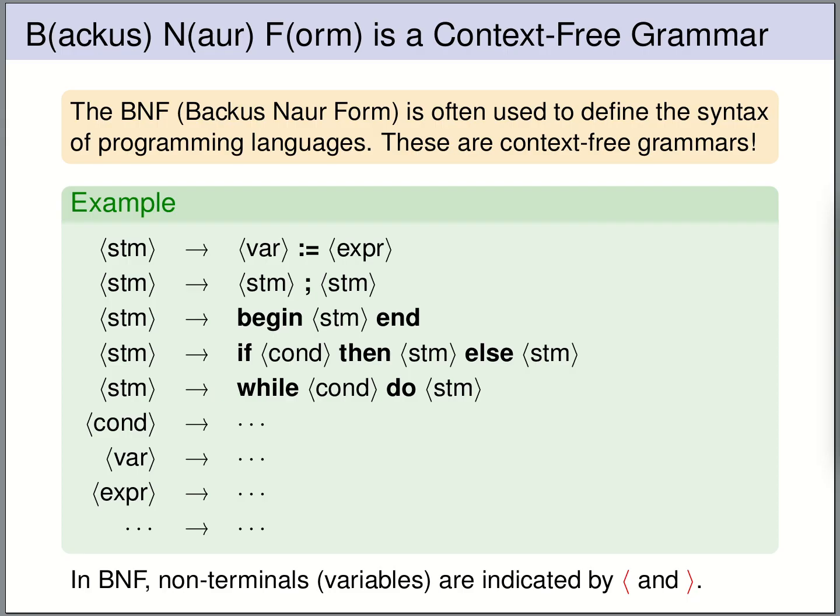One of the very well-known applications of grammars is the Backus-Naur form. The Backus-Naur form is often used to define the syntax of programming languages. The Backus-Naur form is a set of production rules, and the variables here are indicated in these angular brackets. The left-hand side of each rule is just a variable, so the Backus-Naur form is nothing else than a context-free grammar.